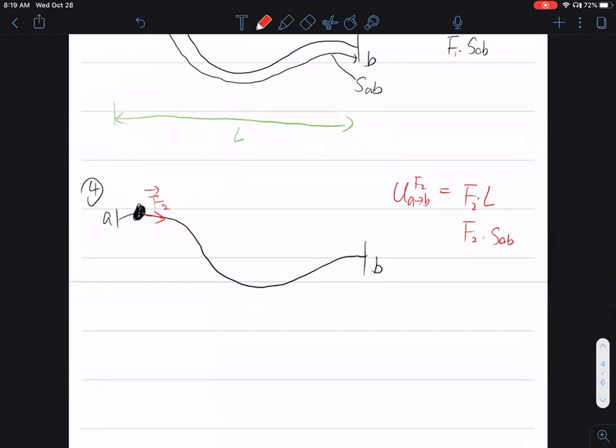Okay, very similar setup, but depends on how the direction of forces is added and the work calculation is different.